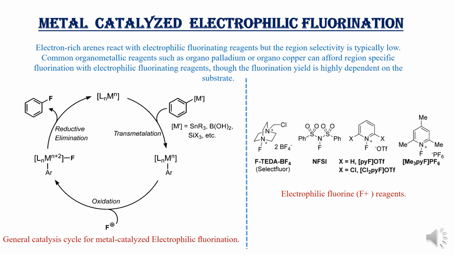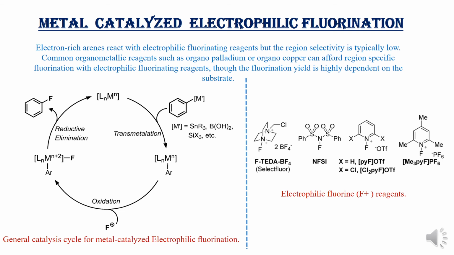Now we will move towards another category of the aryl fluorination reaction, that is the electrophilic aryl fluorination. So the metal catalyzed electrophilic aryl fluorination reactions were carried out using electron-rich arenes, but the regioselectivity of these reactions was very low. This problem was overcome by using the organocopper and organoplatinum catalyst. Furthermore, these are the electrophilic fluorine reagents. Among them, this electrophile was used widely in different reactions.